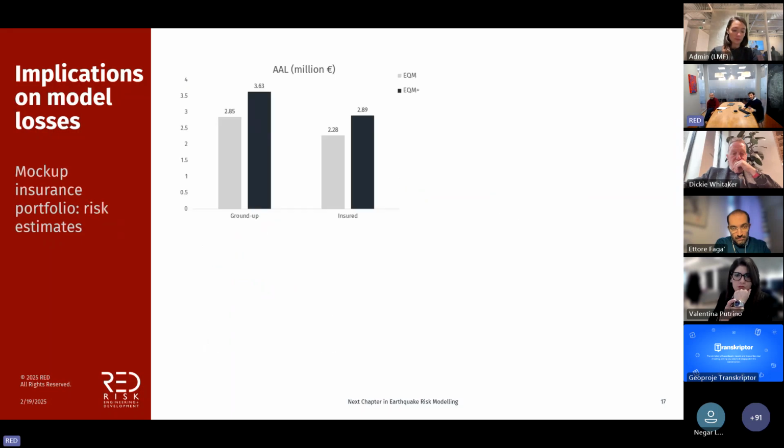Now, we will be looking at the expected losses or average annual losses for this particular portfolio. And for both ground up and insured losses, we are obviously looking at an increase in the expected loss from EQM, main shock only, to the sequences view of seismicity in the range of 25% for this particular portfolio, this particular geographic setting.